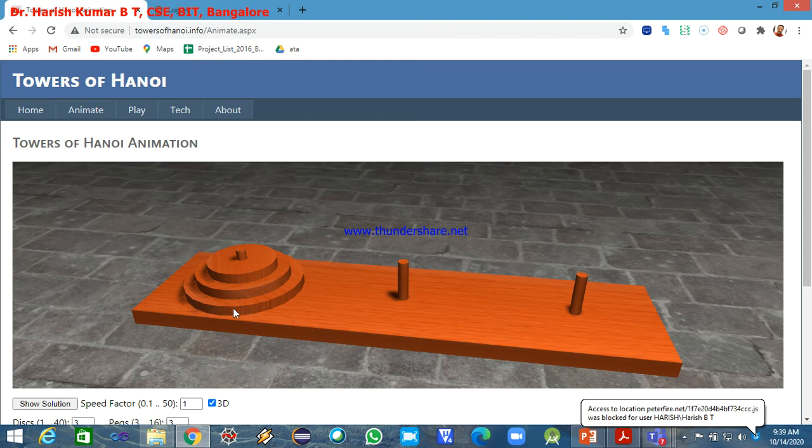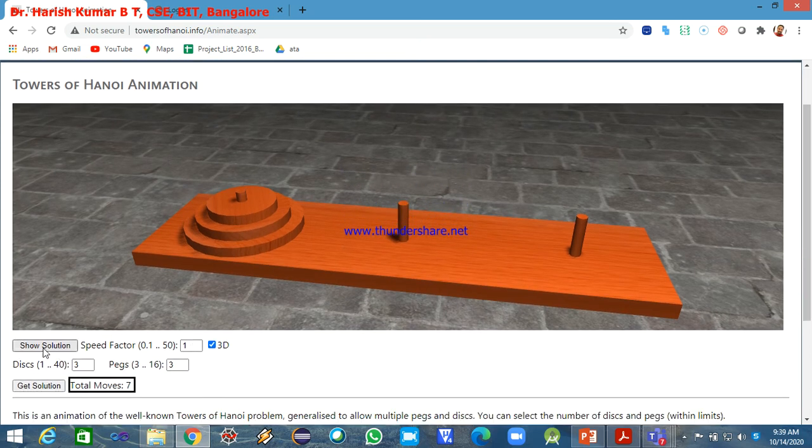Okay, so disk 1, disk 2, disk 3. So I have 3 disks. Now you can just count the moves. I'll just say source solution. The total number of moves required, it has already told, is 7 moves. Just observe now.